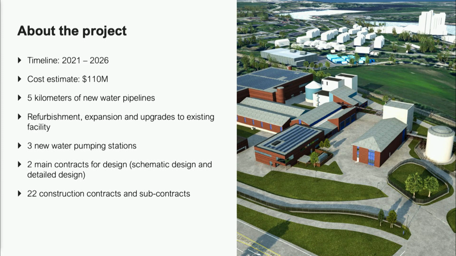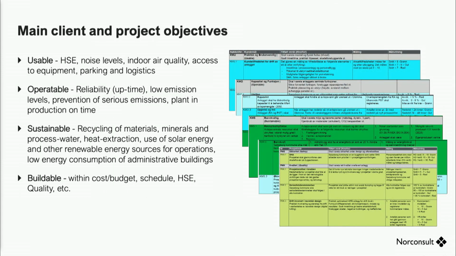Quite a lot of work is related to refurbishment, expansion and upgrades to the existing plant, 5 kilometers of new piping, 3 new water pumping stations, and 2 main contracts for design, schematic design and detail design. The project is going to be broken down into 22 different construction contracts and subcontracts.